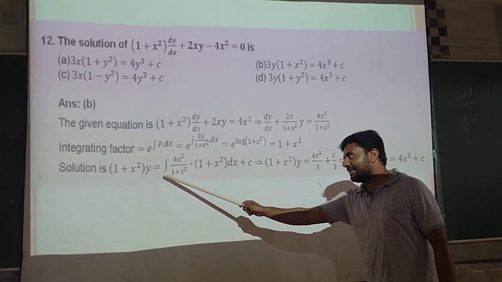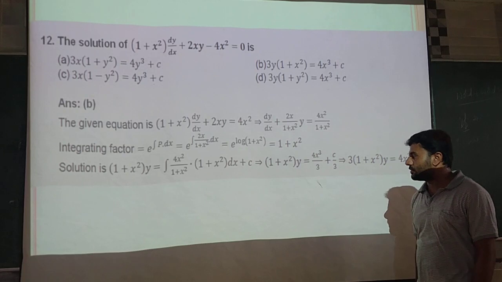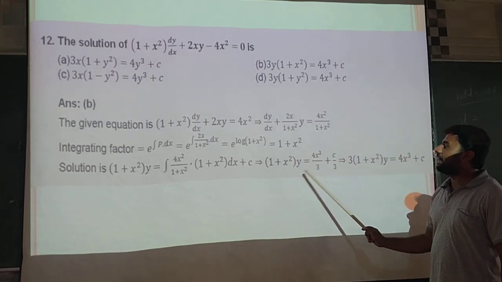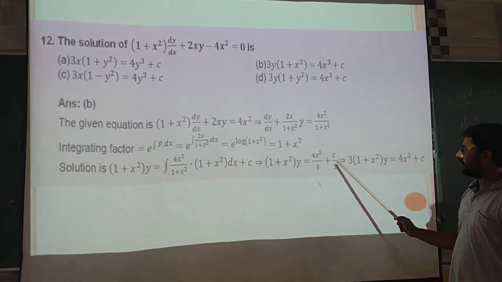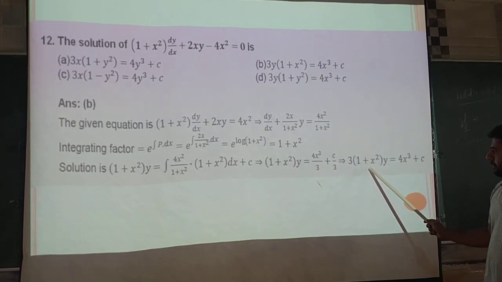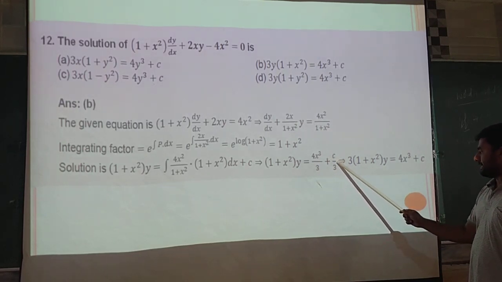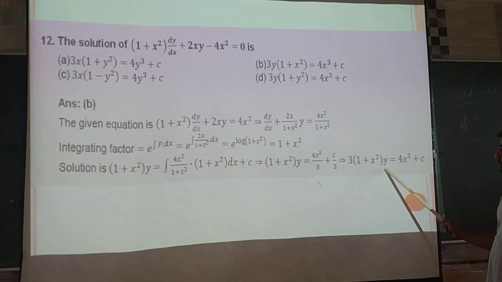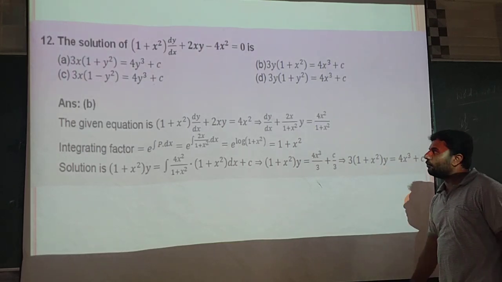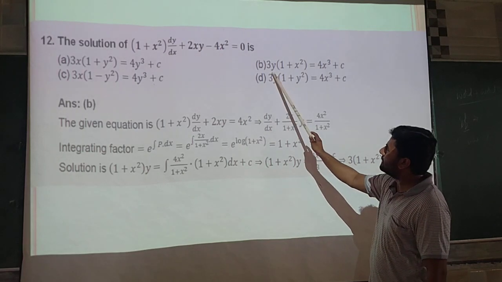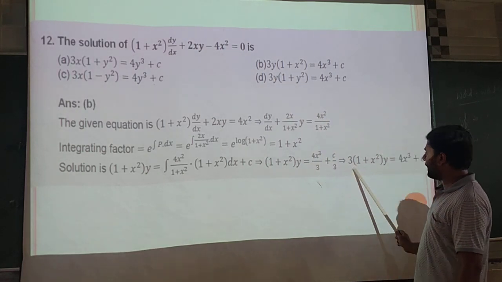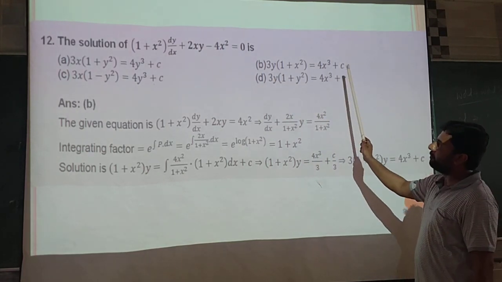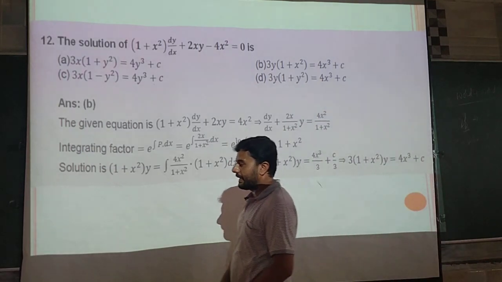Here 1 over 3 is constant, applying c by 3 also. So then 1 over 3 is common, 1 plus x square into y. This implies 4x cube plus c. Here 1 by 3 applying on the left side, 3 into 1 plus x square into y is equal to 4x cube plus c. Option B is 3y into 1 plus x square is equal to 4x cube plus c. Then option B is the correct answer.